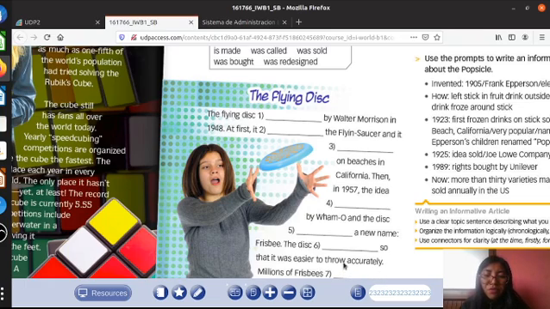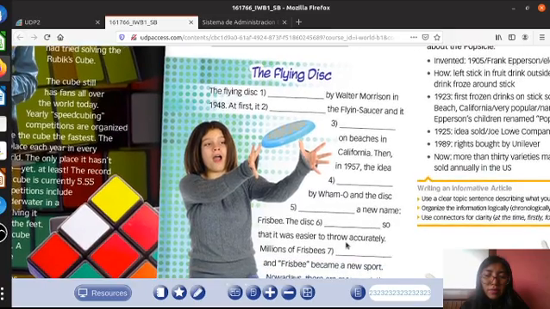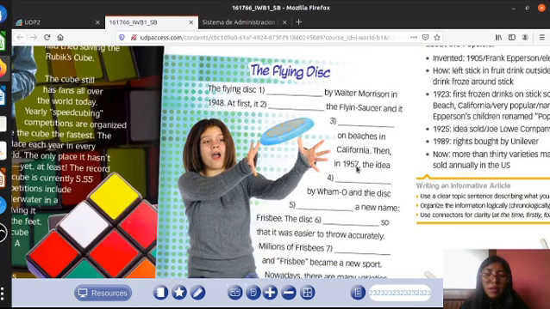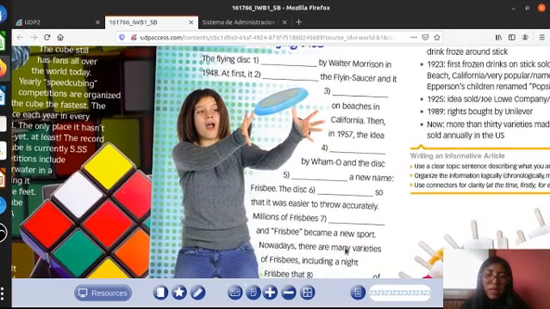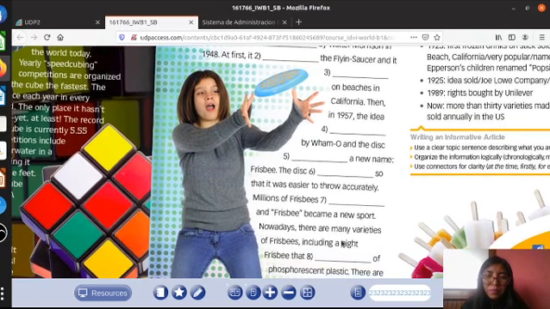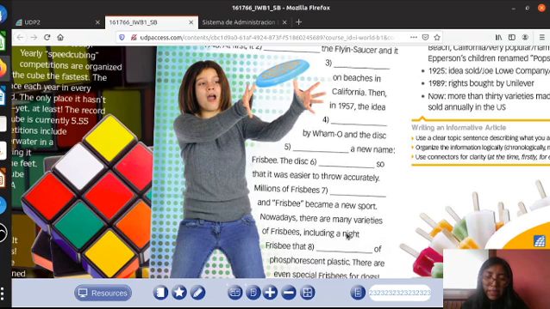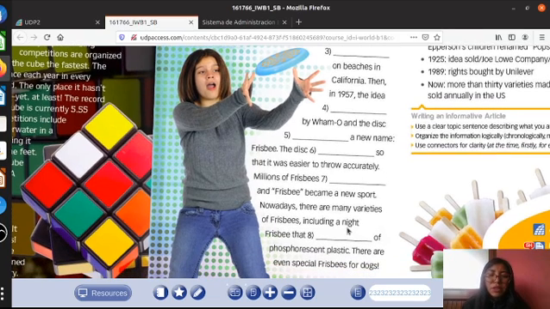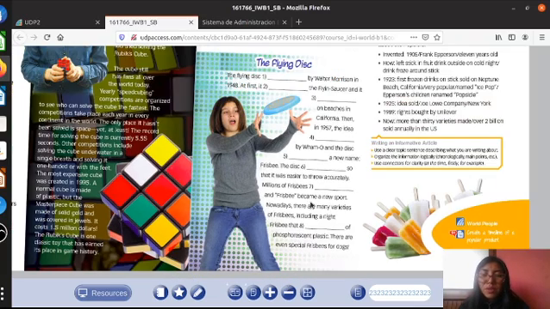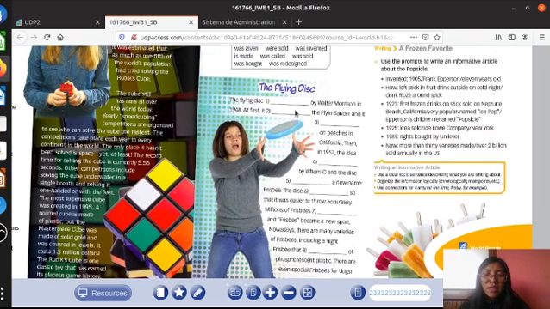Millions of frisbees were sold, okay, and frisbee became a new sport. Nowadays there are many varieties of frisbees, including a night frisbee that is made of fluorescent plastic. There are even special frisbees for dogs. Okay, so that is an article related to the history of the frisbee. Okay, esta es una historia relacionada a la historia del frisbee.